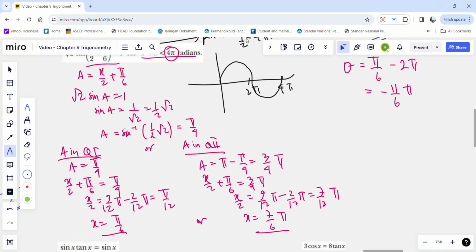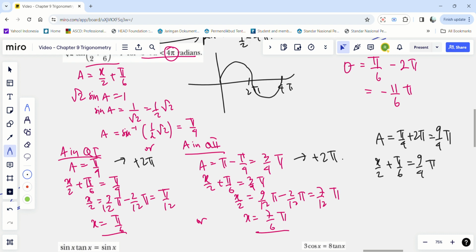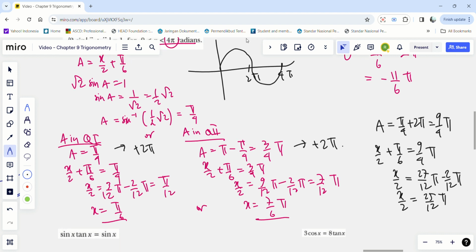If you want to go further, you add 2 pi, not to the x, but to the A. The other possibility is A equals pi on 4 plus 2 pi, which gives us 9/4 pi. Then we convert it again into this and do the same thing basically. We get 25/12 pi, in other words x is 25/6 pi. Then we just assess whether it's okay or not.